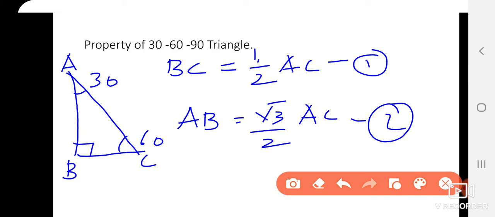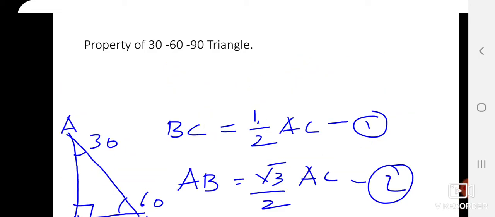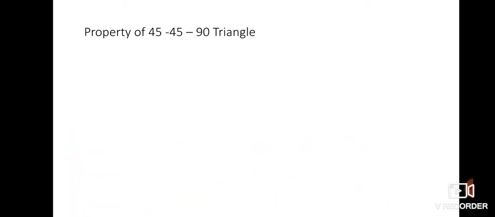So sometimes what happens, they will give you the value of only two angles of the triangle. In that case you have to find the measure of the third angle and see whether it is 30, 60 or 90. Then say that triangle ABC is a 30 60 90 triangle. Therefore, side opposite 30 degree, you can write the formula, substitute, and get the answer.